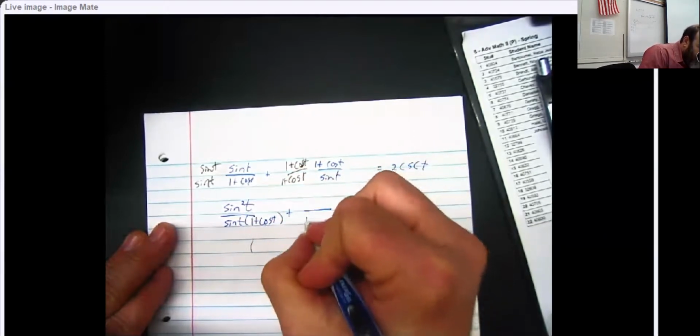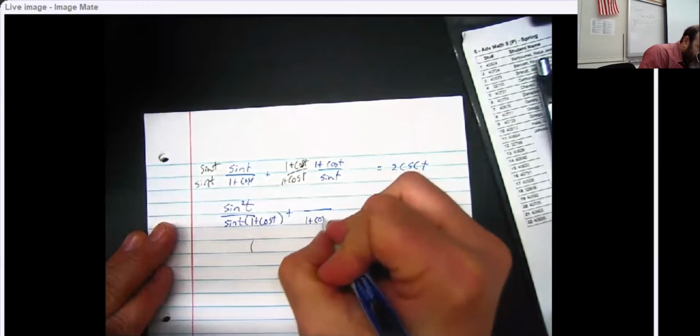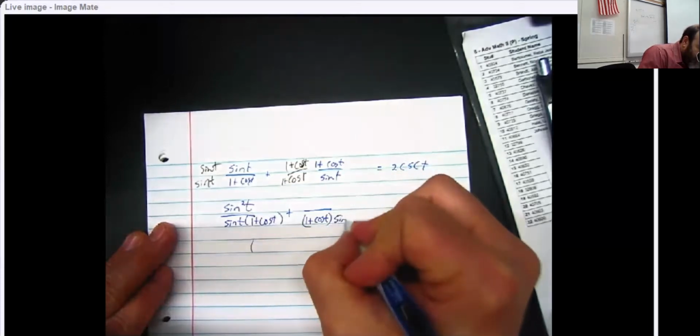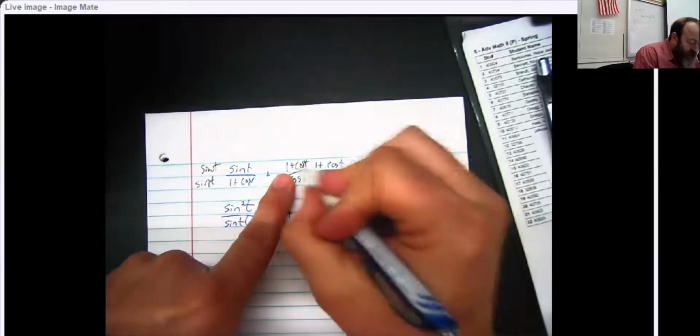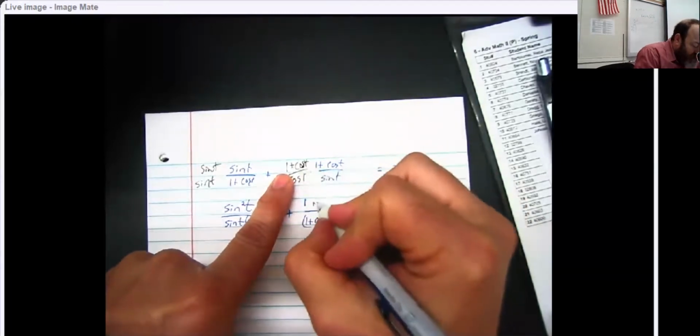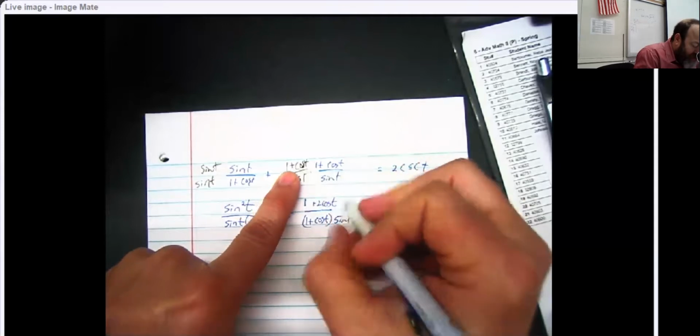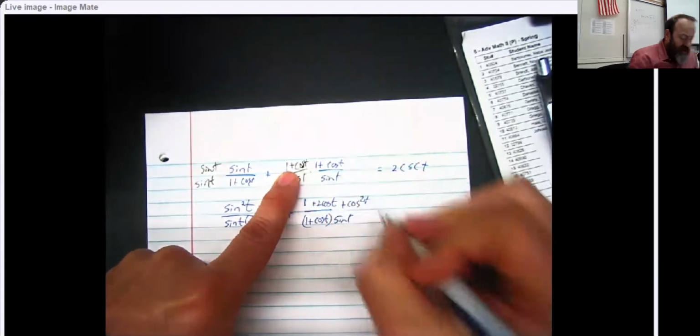So what I have now is sine squared t over sine t times 1 plus cosine t. And then over here, this is a little bit tricky, but this has to be fully distributed. So if I multiply this, 1 times 1 is 1. I get 2 cosine t plus cosine squared t.